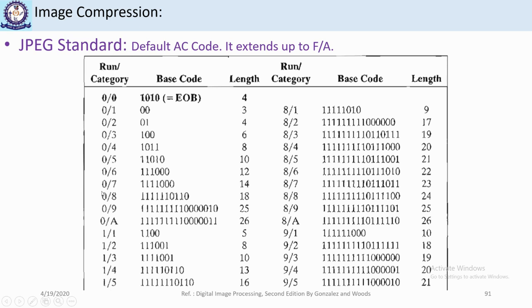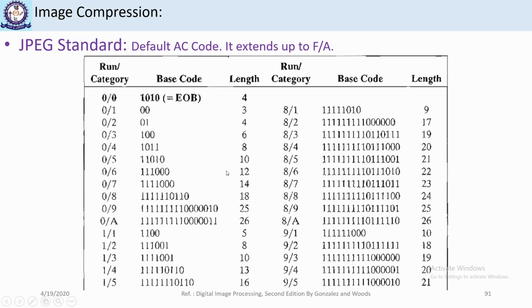If there is no zero before that AC coefficient, then the run is zero. If one zero precedes that AC coefficient, then the run is 1. And so on, this table is extended till F run and A categories. I have taken a part of this table.